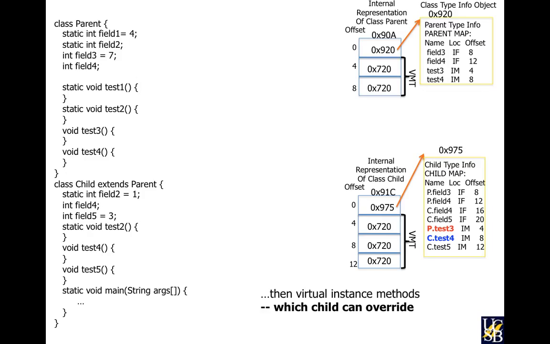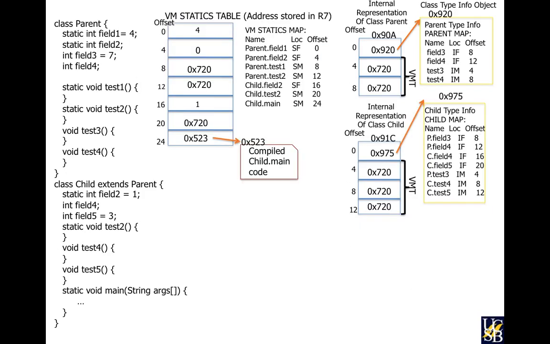And test 4 will be child's version of the instance method test 4. And then we add any other instance methods in the child to the map, and all of those are given homes in the virtual method table. Next, I just moved everything up to give us more space. These are all of the things that we've just gone through.